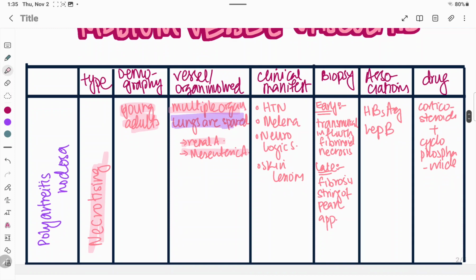So now you see the clinical manifestations. Renal artery is involved, so you have hypertension. Mesenteric artery is involved, so you have melena. What other things can you say? Neurologic symptoms and skin lesions, because multiple organs are involved.